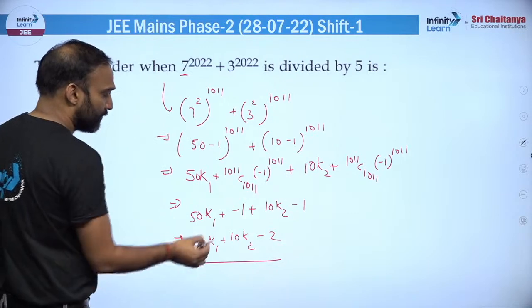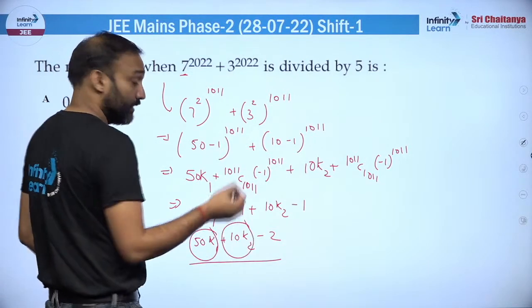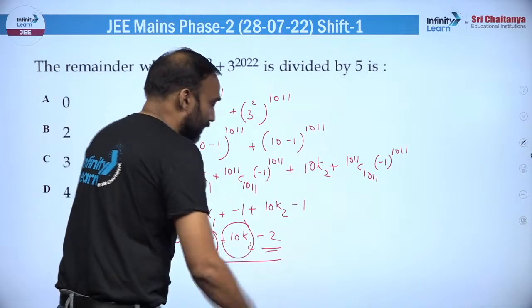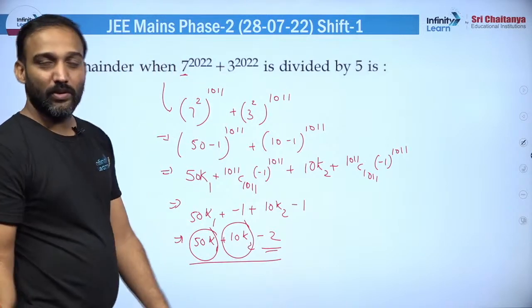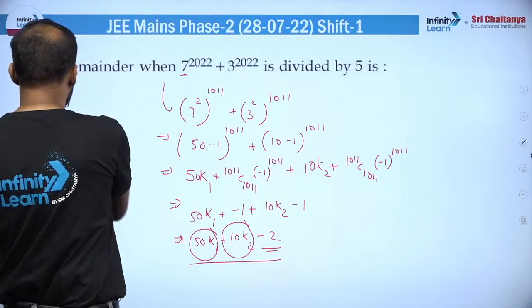So if I divide this by 5, this gives me a remainder 0, this gives me a remainder 0 because they are multiples of 5. This gives me a remainder minus 2. So a remainder of minus 2 is equivalent to a remainder of plus 3. So my answer is option number C.